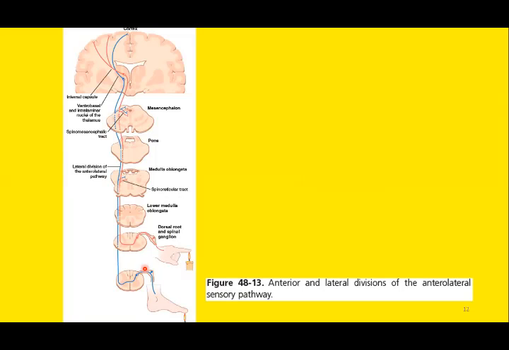We have already discussed this. The anterior and lateral spinothalamic pathways run parallel to each other, ascending towards the brainstem. After crossing over, they ascend towards the medulla oblongata, pons, and midbrain, and eventually reach the thalamus. And this is the site of termination, the cerebral cortex.